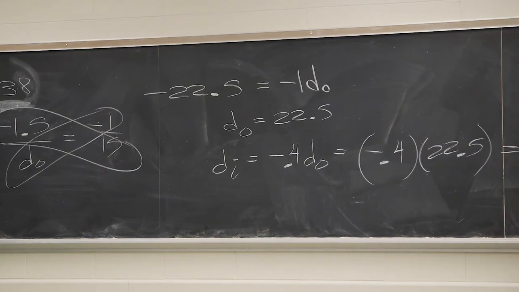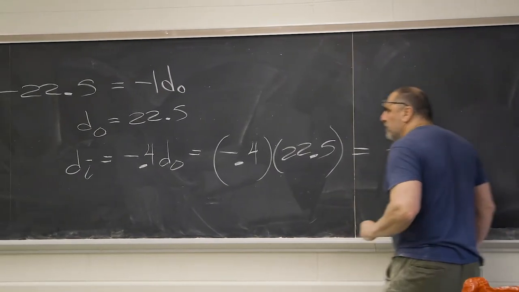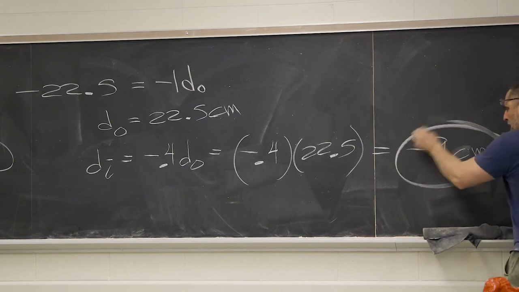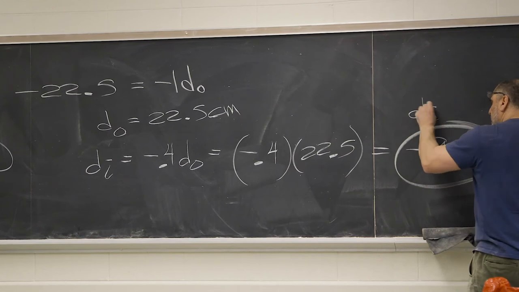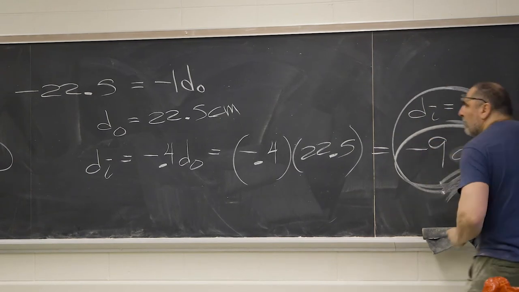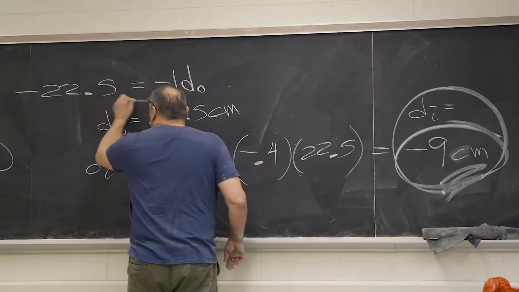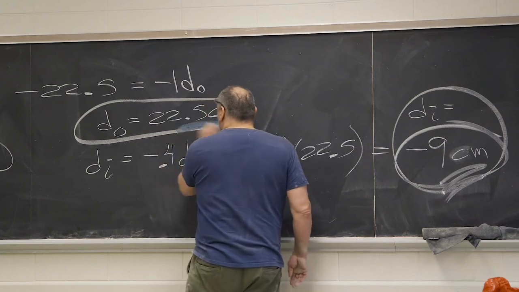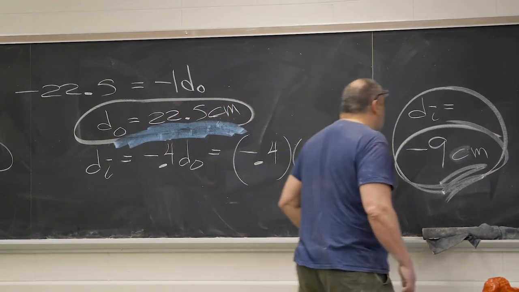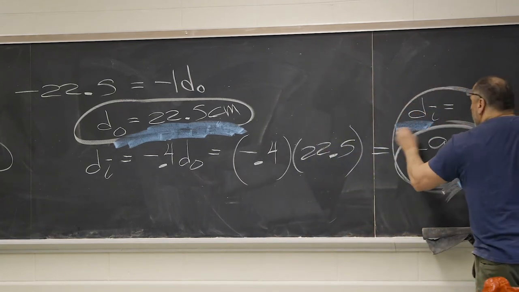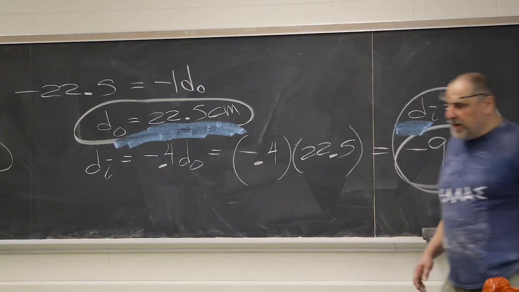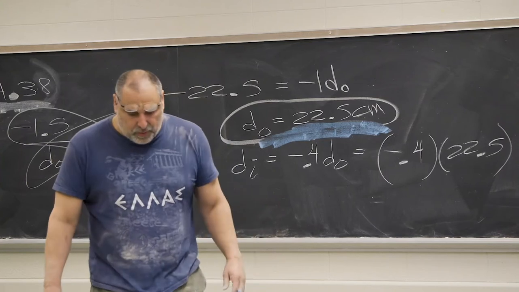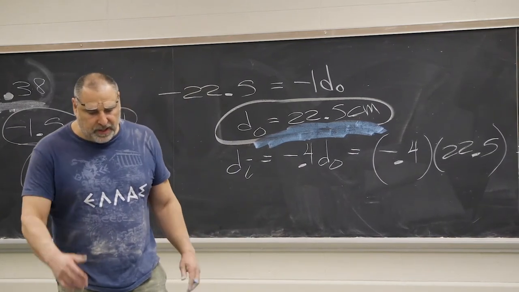It's going to be negative 9, I think. I think we were using centimeters from the get-go on this. Let's just make sure that everything's on the mark. That's DI, and this is DO. So let's see what we got. There's the O, there's the I. Let's make sure I didn't do anything careless with the math. It looks like it's okay. There's 22.5 centimeters and negative 9 centimeters.